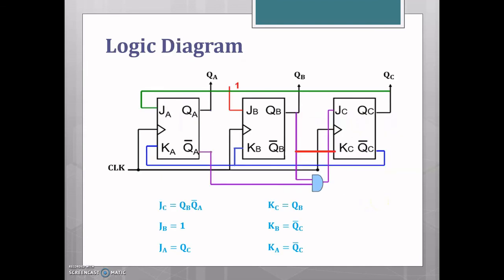With all the equations derived, I need to draw the logic diagram for the given synchronous counter. Since it is a synchronous counter, all the flip-flops receive the common clock. JA is equal to QC and KA is equal to QC bar, JB is 1 and KB is QC bar, and JC is the AND of QB and QA bar, KC is QB. So this is the logic diagram for the given counter.